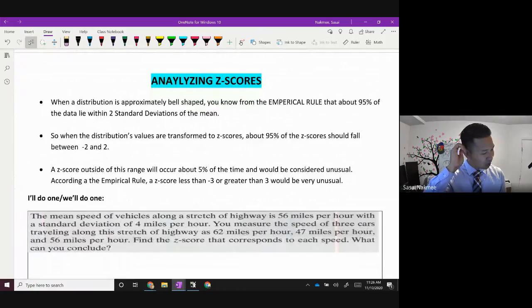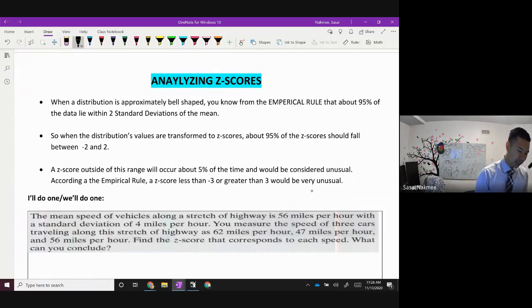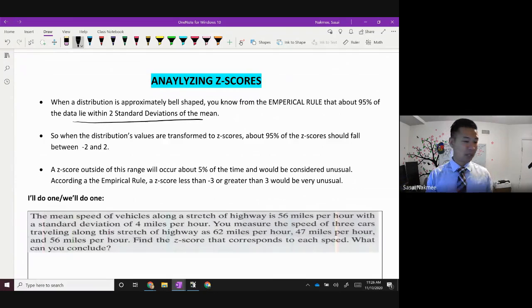Anyways, analyzing z-scores. When a distribution is approximately bell-shaped, you know from the empirical rule that about 95% of the data lie within 2 standard deviations of the mean. Meaning if you go 2 standard deviations above and 2 standard deviations below, you get about 95% of the population. So when the distribution's values are transformed to z-scores, about 95% of the z-scores should fall between -2 and 2. So this is just fancy talking. Basically, if you get a z-score that's like -1.9 or positive 1.9, you're within a decent range. You're not that far out.